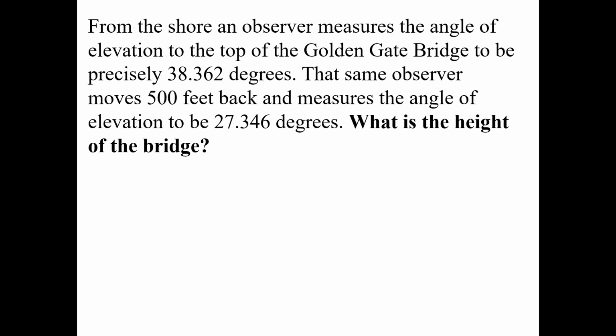From the shore, an observer measures the angle of elevation to the top of the Golden Gate Bridge to be precisely 38.362 degrees. The same observer moves 500 feet back and measures the angle of elevation to be 27.346 degrees. What is the height of the bridge?